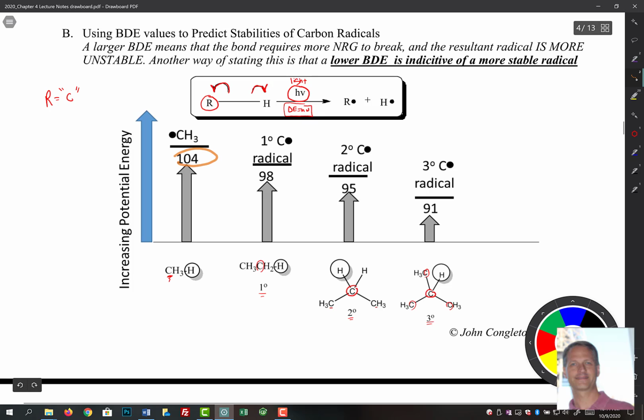So let's take a look at the trend. The methyl is 104, coming down to primary at 98, secondary is 95, tertiary is 91. So this is an increase in our potential energy as we go up, and as we go over to this side, we're becoming more stable. A lower BDE means that you have a more stable intermediate.